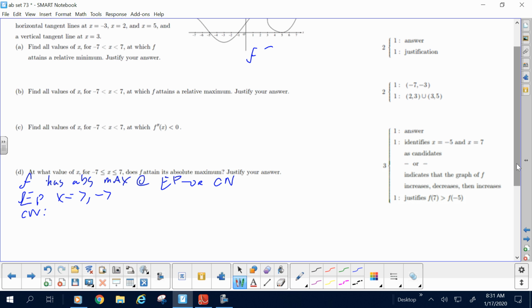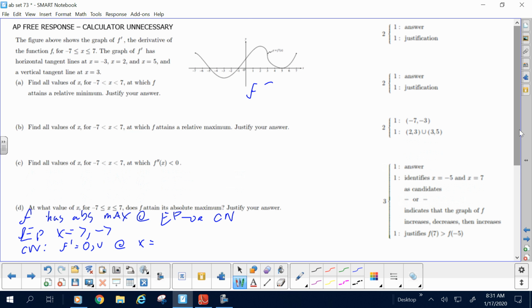Critical numbers are where f prime is 0 or undefined, and that's at x equals negative 5, negative 1, and 5. What about 3? Said there's a vertical tangent to s. Is that a critical number?